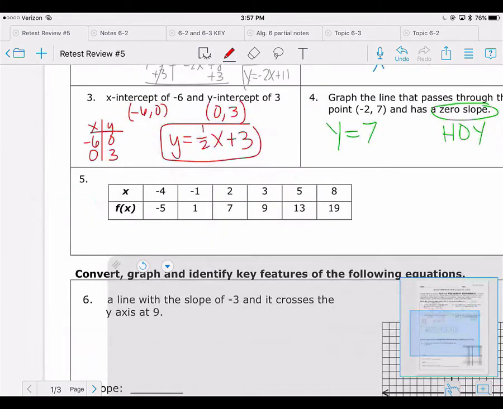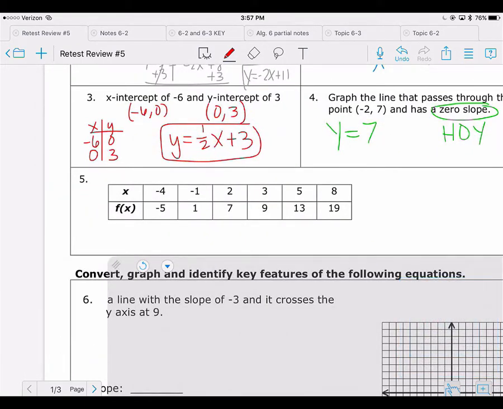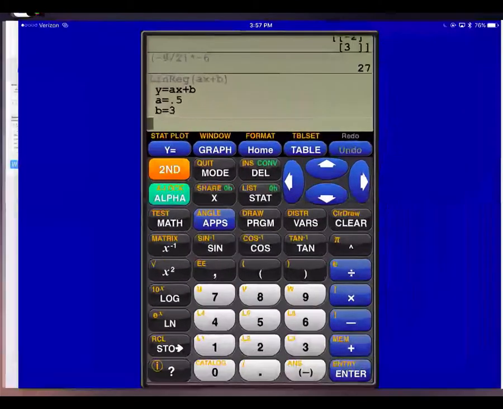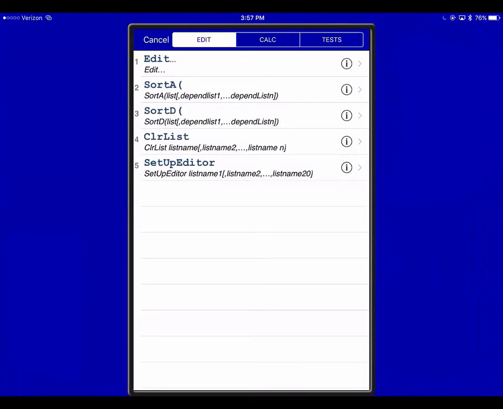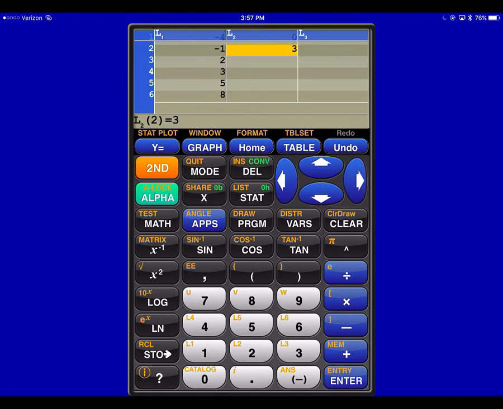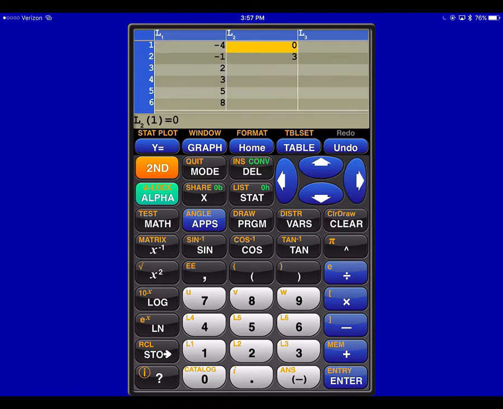For problem 5, we're going to do the same thing. I'm going to put all my x's in L1 and all of my y's in L2. So stat, edit, and I'm going to type negative 4, negative 1, 2, 3, 5, and 8, because those are all of the x's that I have on my paper. And then my y's are negative 5, 1, 7, 9, 13, and 19.